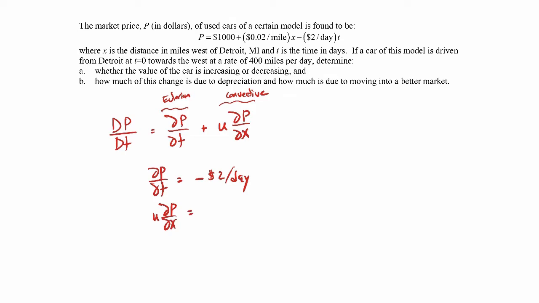Here, the u is the velocity that we're headed west, and we're told here it's 400 miles per day. So 400 miles per day. Let me divide through by day. Times dp dx, which is just how the price is changing as I change my position. So we go back up to here, and you can see it changes by 2 cents per mile when I take the derivative.